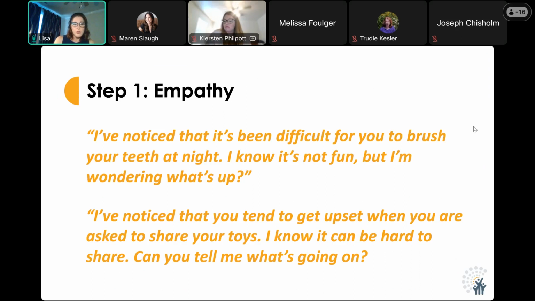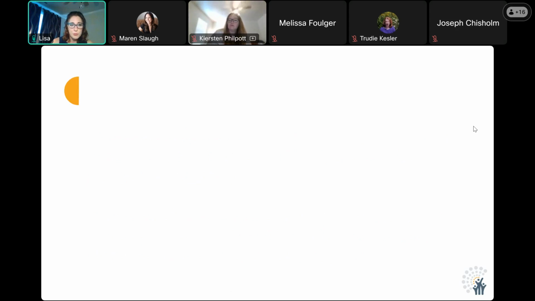The second one: I've noticed that you tend to get upset when you're asked to share your toys. I know it can be hard to share. Can you tell me what's going on? So when we ask them, we're trying to get insight into what's going on for them. If they're not able to talk to you, then you're really just going by observation. But you want them to get used to having these kinds of conversations where they're able to identify their feelings, talk about them, and understand themselves. By doing this, you're coaching them on how to identify what's going on for themselves. Okay, let's go to the next one.